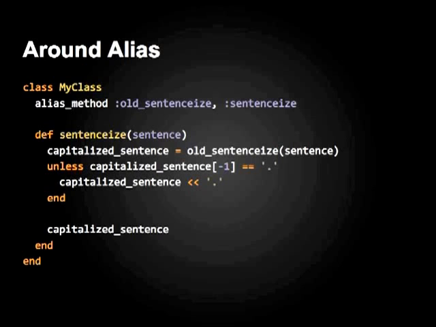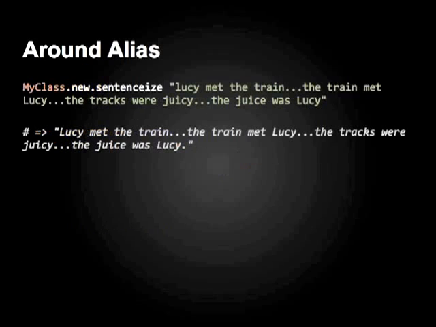So now, when I call my class.new.sentence, "Lucy met the train, met Lucy, the tracks were juicy, the juice was Lucy." It adds a period at the very end. All the uppercase is preserved, and it's proper English. Sort of. Yes. So, okay, the ellipses may not be proper English, but it's good enough.